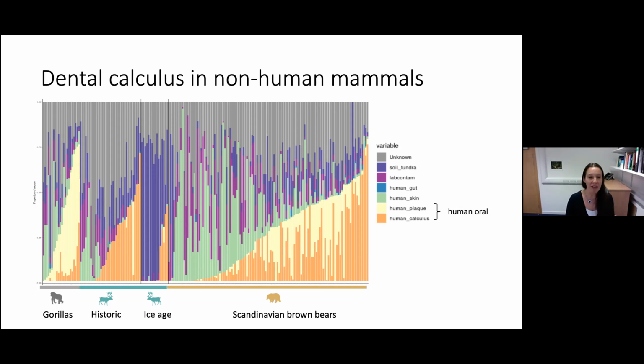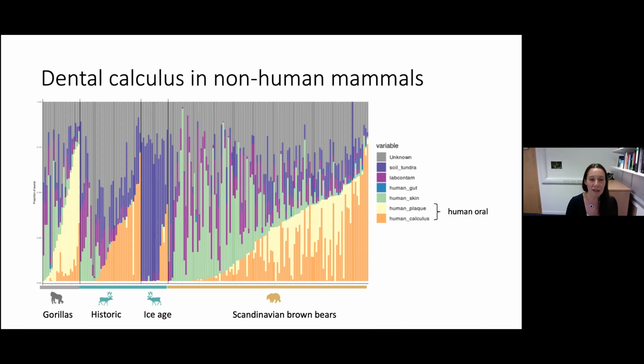And of course, we have a varying degree of contaminants. In particular, I want to point out, I hope you can see my mouse here, this reindeer from the last ice age. They have been collected recently, but they date back to about 50,000 years ago. And they have this huge purple component that corresponds to tundra soil. This is where the remains were found, so we do expect to have this level of environmental contamination.